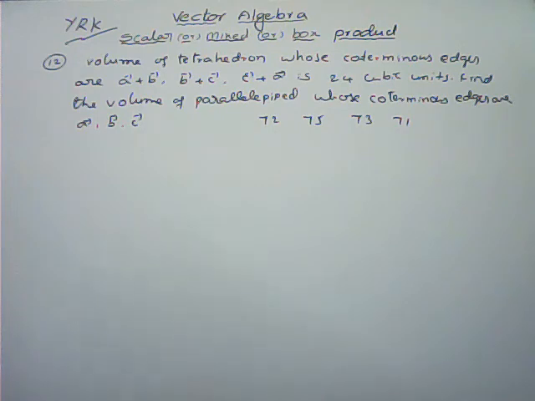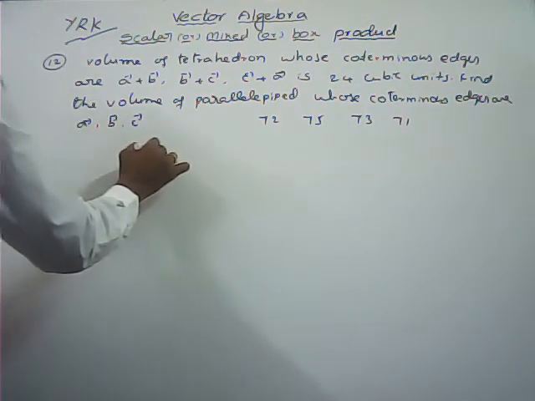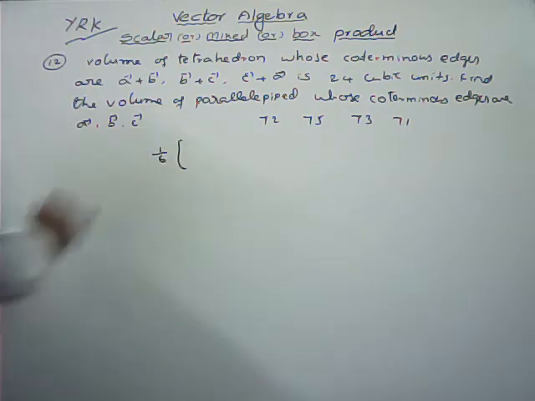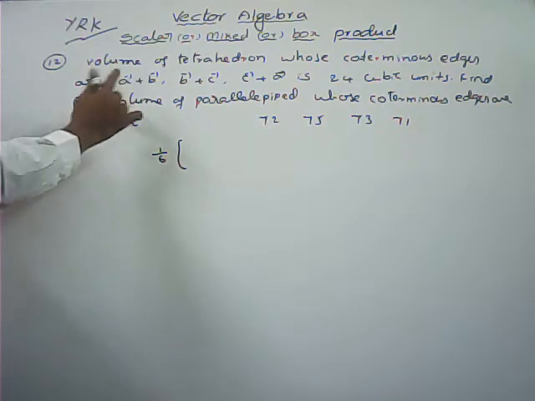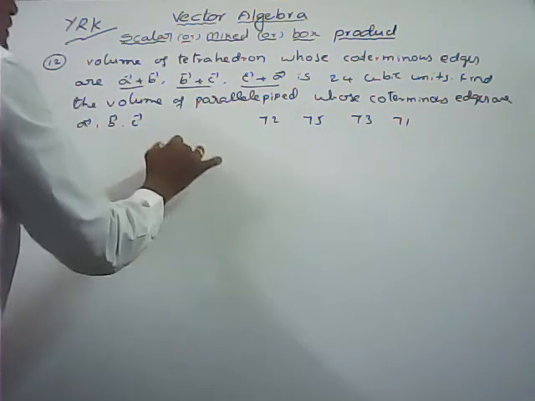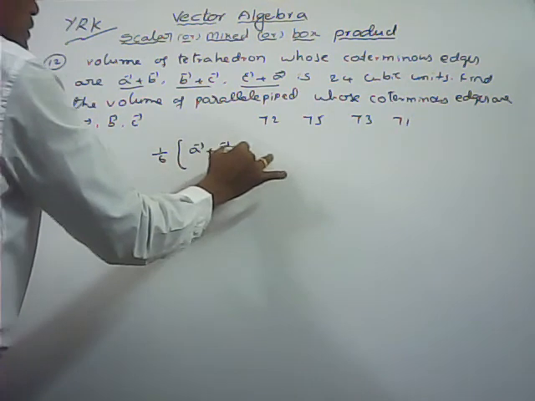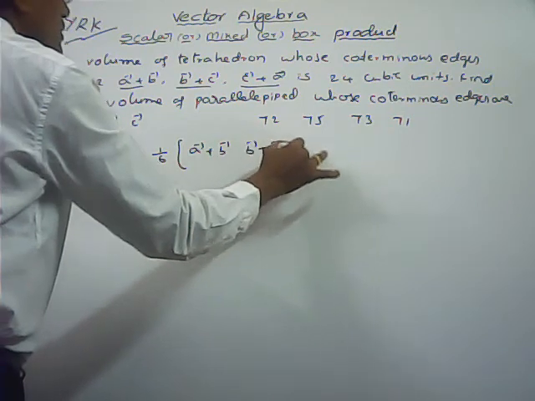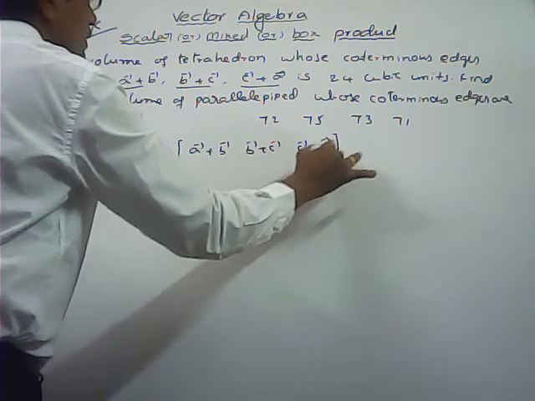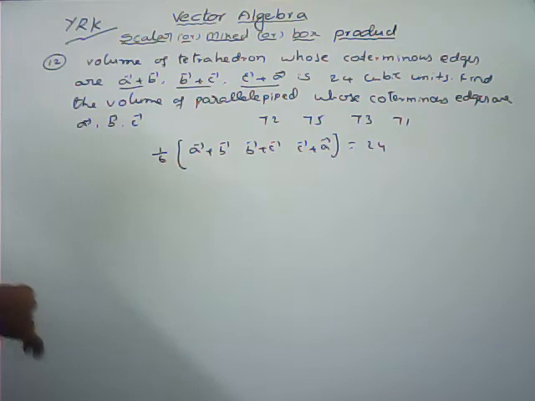Here volume of tetrahedron whose coterminous edges are a bar plus b bar, b bar plus c bar, c bar plus a bar is 24. What is the volume of the tetrahedron? 1 by 6 box, coterminous edges only. These are the coterminous edges. That is 1 by 6 box of a bar plus b bar, b bar plus c bar, c bar plus a bar, that is equal to 24 is given, cubic units.